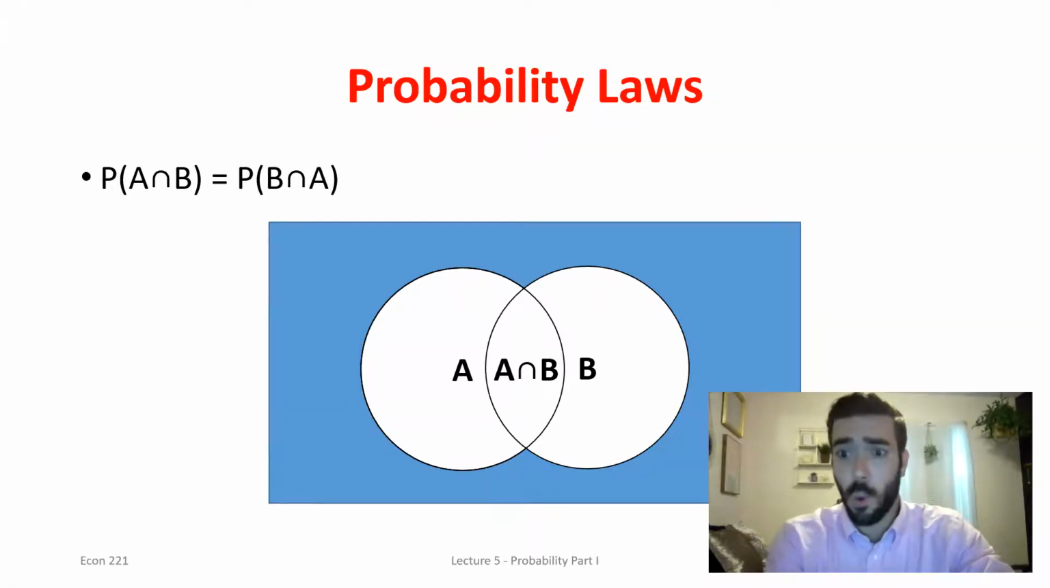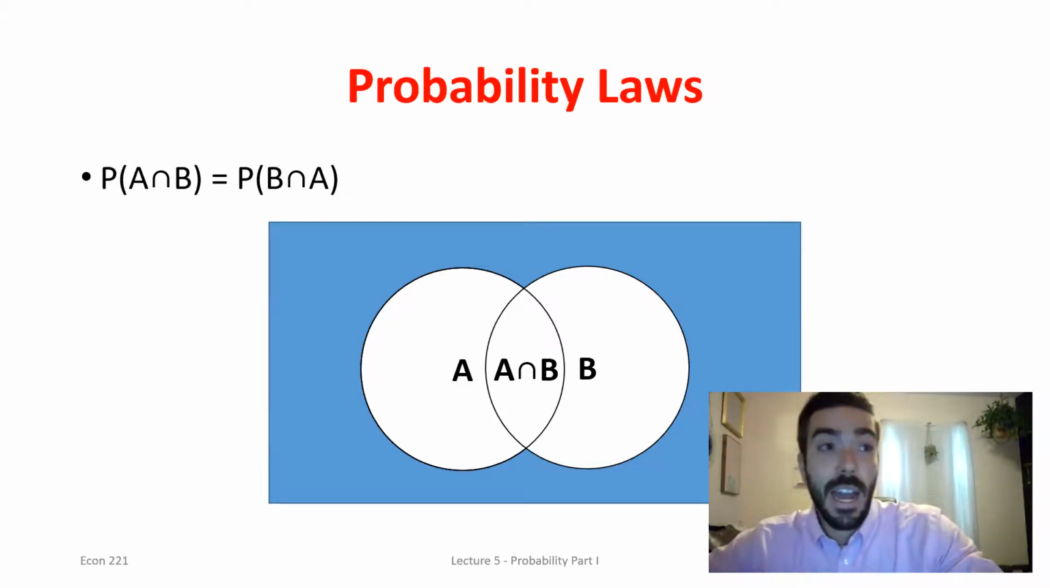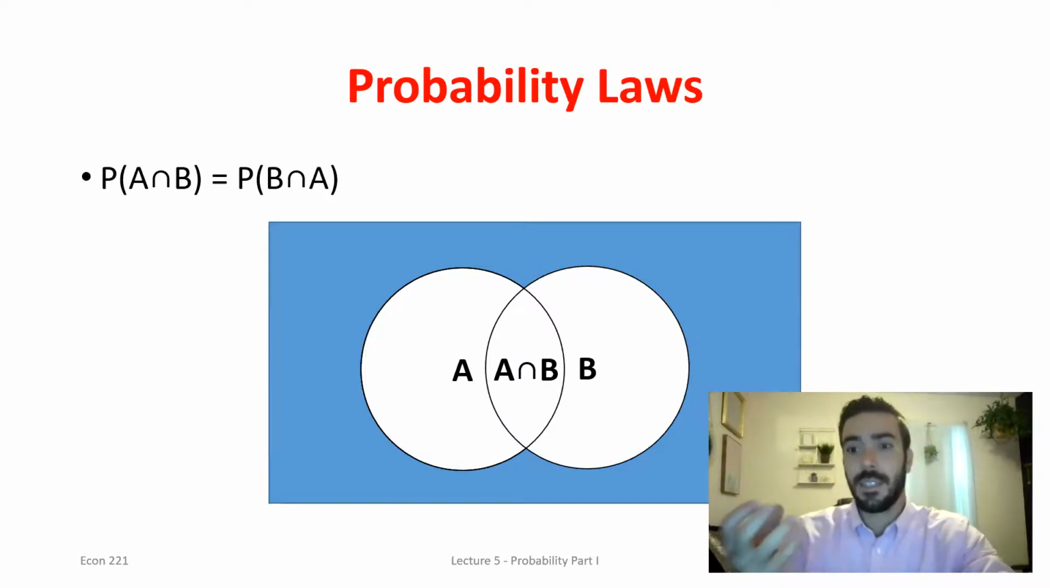Same thing with the intersection. Order doesn't matter. If I'm over 30 and I have brown hair, I also have brown hair and I'm over 30, right? It doesn't matter which way I say that, it's the same thing.